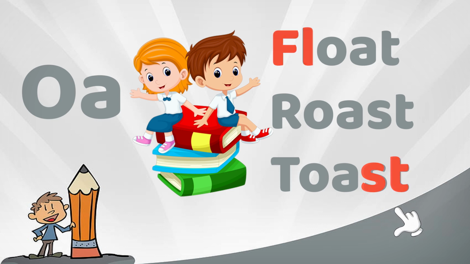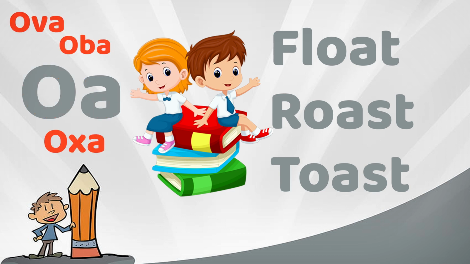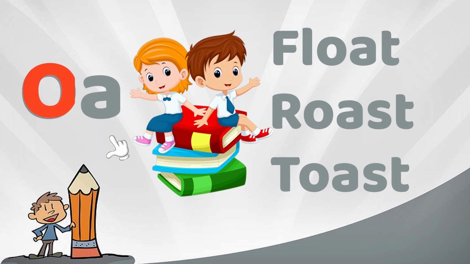I hope this concept of the OA digraph is clear to you, that when O and A are together, we are not talking about OVA, OBA, OXA. We are saying when they are together, this is not together, this is not together, this is not together, this is together. When they are together, they make the sound of O.